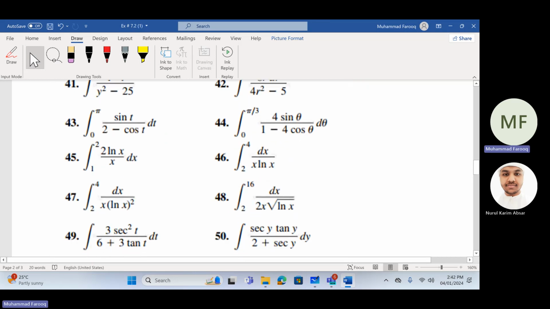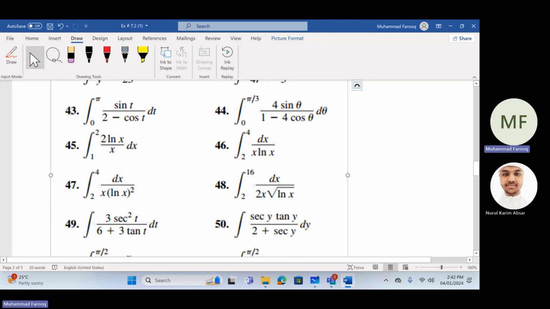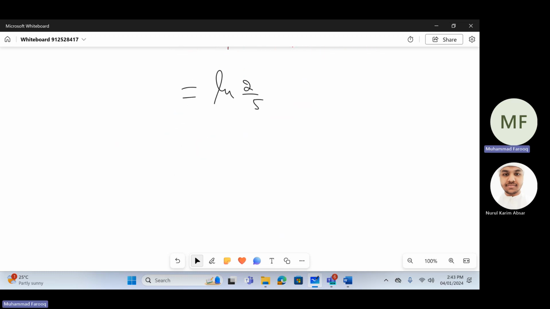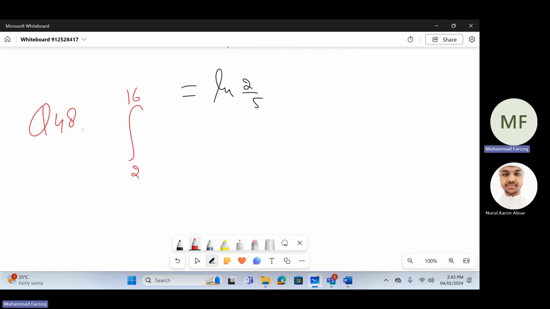Okay, let's take question 48, the integral from 2 to 6 of dx over 2x times ln x squared. So we can go to question 48, from 47 to 48. Question 47 you can try yourself because it has an answer, so you can check it. Let me answer 48. We have the integral from 2 to 16 of dx over 2x square root of x. Okay, please try yourself, go ahead.